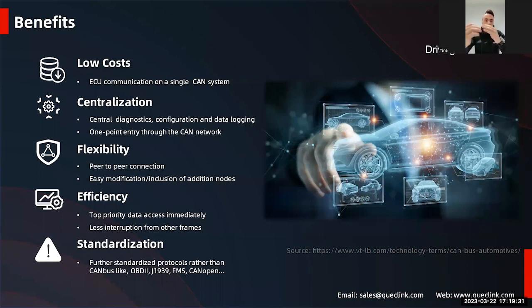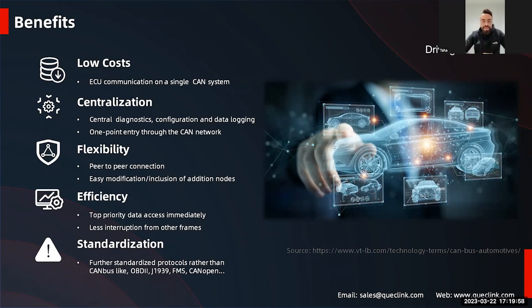It is also centralized. When I say centralized, it means we can control all the ECUs just through a port, for example, the OBD port. We can control all the ECUs inside, so we don't need to get inside and control each ECU one by one. So it's a centralized system. As I always say, it's a simple system.